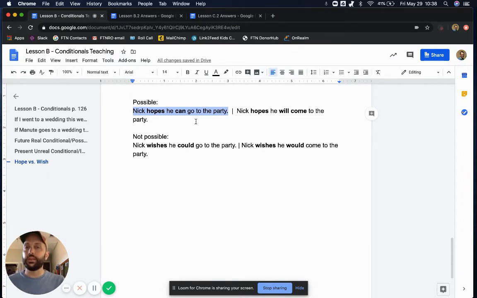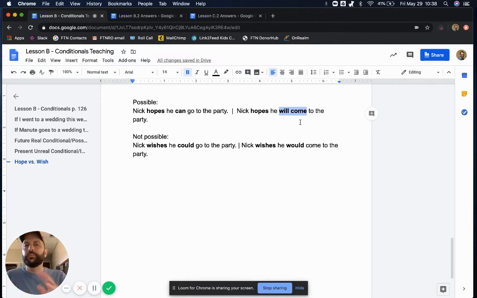So let's say he is talking about his friend Joe. Nick hopes he can go to the party. Nick hopes Joe can go to the party. Another way of saying that, which means the same thing: Nick hopes Joe will come to the party. Okay? You can use the future tense here, will come, and it basically means the same.